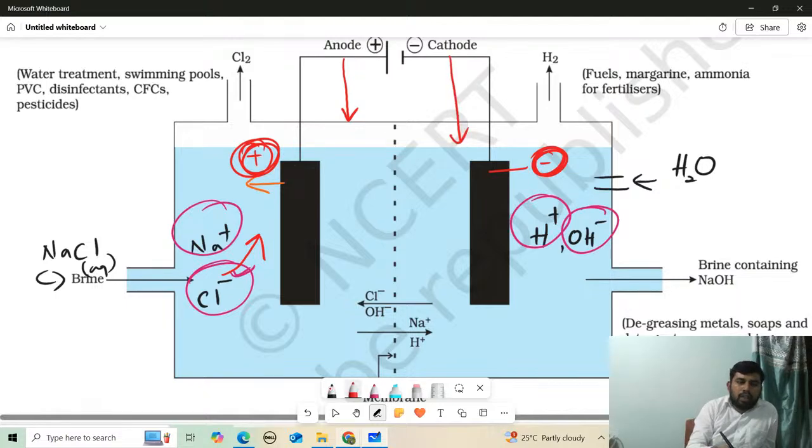Right, understand here. Now these Cl- ions are going to be attracted by the positive electrode, and they are going to liberate as chlorine gas. You can see chlorine gas is liberated here. Clear, no? Now chlorine is completed.